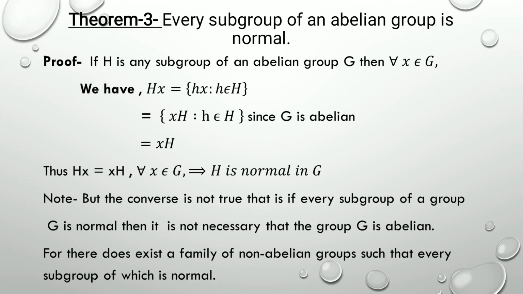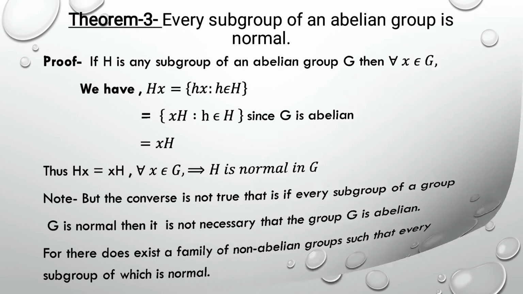Here a point to be noted, or we can say a note, is that the converse of this theorem is not true. That is, if every subgroup of a group G is normal, then it is not necessary that the group G is abelian. For there does exist a family of non-abelian groups such that every subgroup of which is normal.